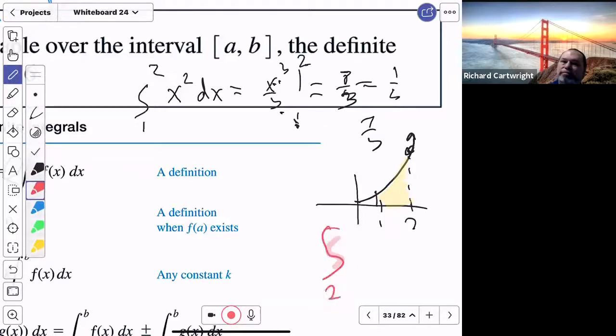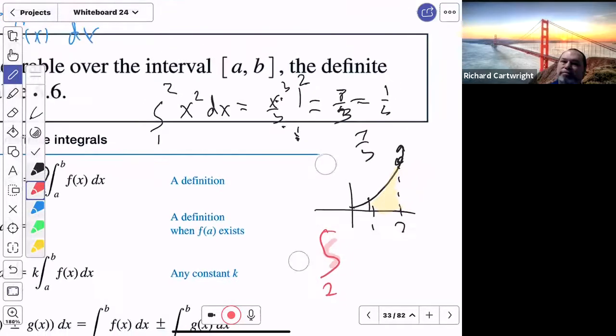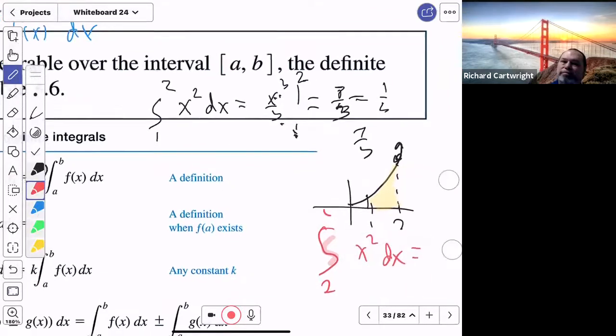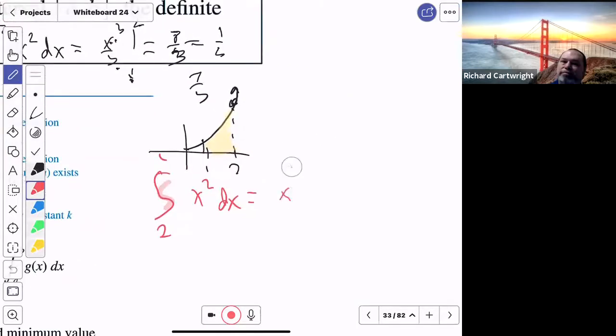If I choose to integrate from 2 to 1 of x squared dx, you will notice that the antiderivative is still x cubed over 3, but now I'm going from 2 to 1. And if I plug in the top number first, that gives me 1/3 minus the 8/3. That gives me a negative 7/3. Because what we did is we went backwards. So backwards area can be negative.